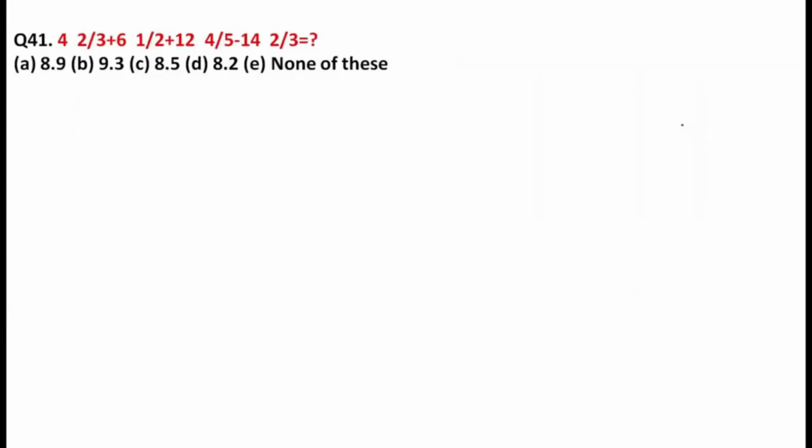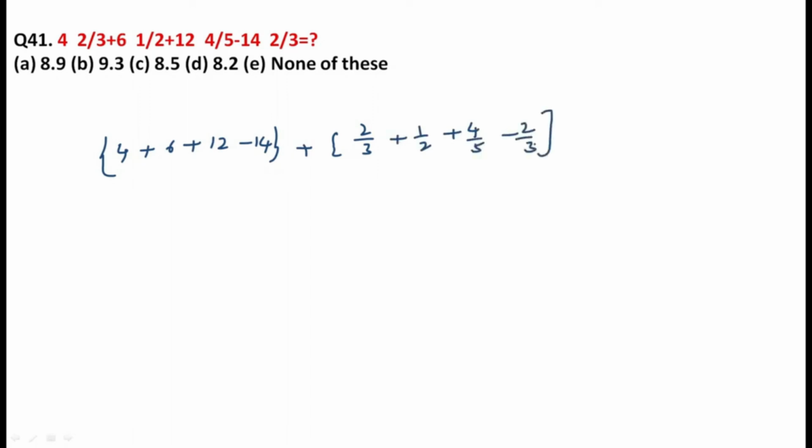Next. Again, there is a simplification question here. Make it fast. For these kinds of mixed fractions and fractions, take the numbers directly: 4 plus 6 plus 12 minus 14, plus, now take the fractions here: 2 by 3 plus 1 by 2 plus 4 by 5 minus 2 by 3. You can cancel these numbers. Now 4 plus 6 is equal to 10, 22. 22 minus 14 is equal to 8.